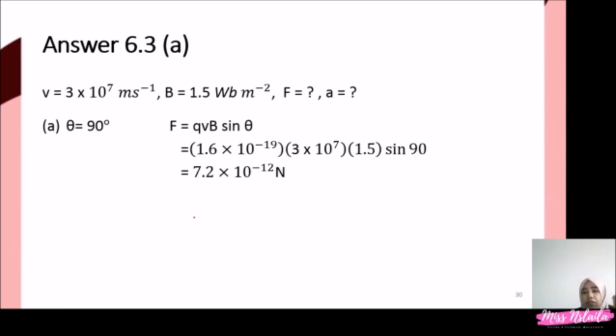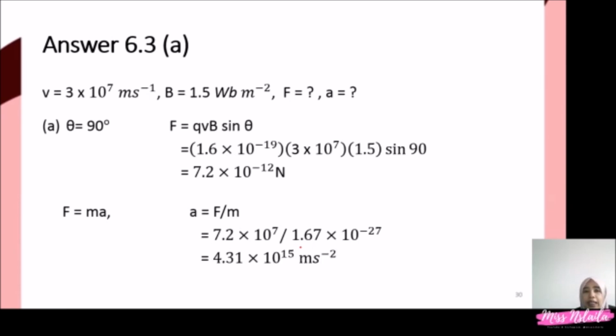Okay, so kalau kita dah ada force, macam mana nak cari dia punya acceleration? Then you can use the equation F equal to ma. So a equal to F over m. And then substitute the value of magnetic force, substitute the value mass of the proton, then you get the acceleration 4.31 times 10 to the power of 15 meter per second square.